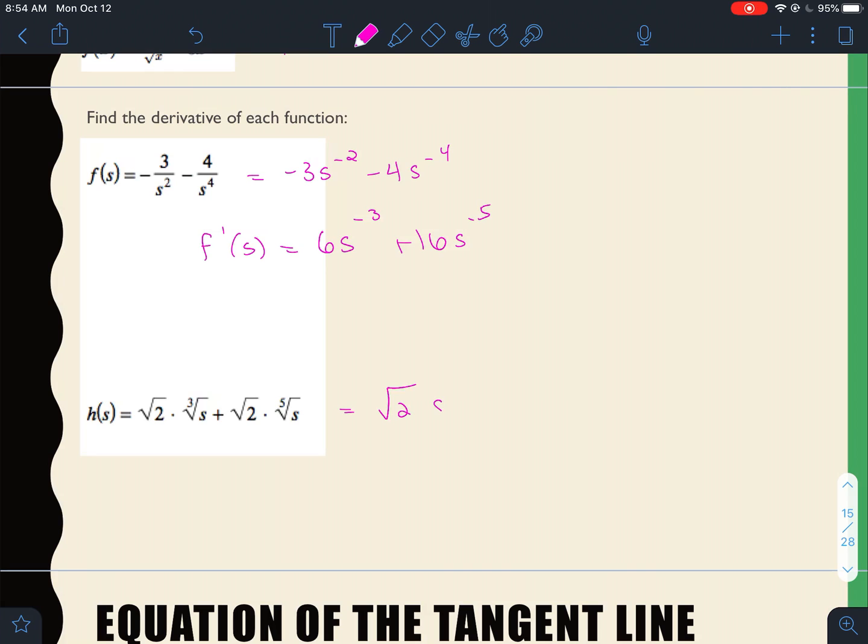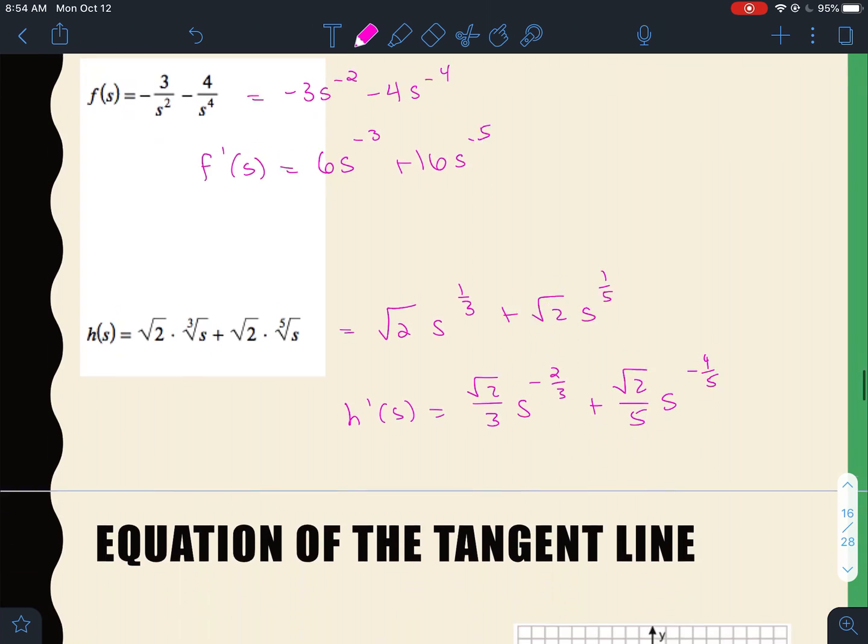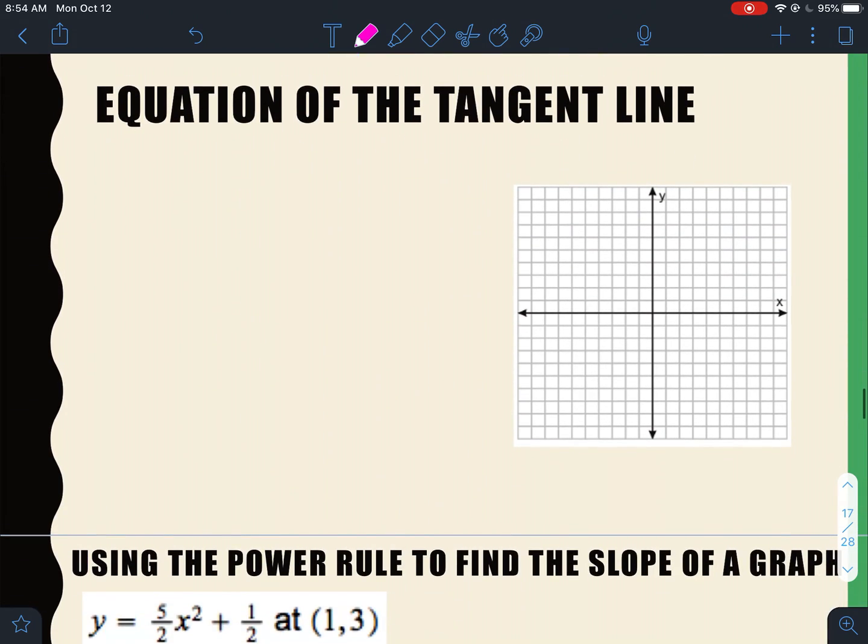On the next one, I'm going to rewrite it. So that would be square root 2 times s to the 1/3 plus square root 2 times s to the 1/5. So the cube root is to the 1/3 power, fifth root is to the 1/5 power. So if I took the derivative of this, it would be square root 2 over 3 s to the negative 2/3 power, plus square root 2 over 5 s to the negative 4/5 power. Again, I'm just subtracting 1 from the exponent.